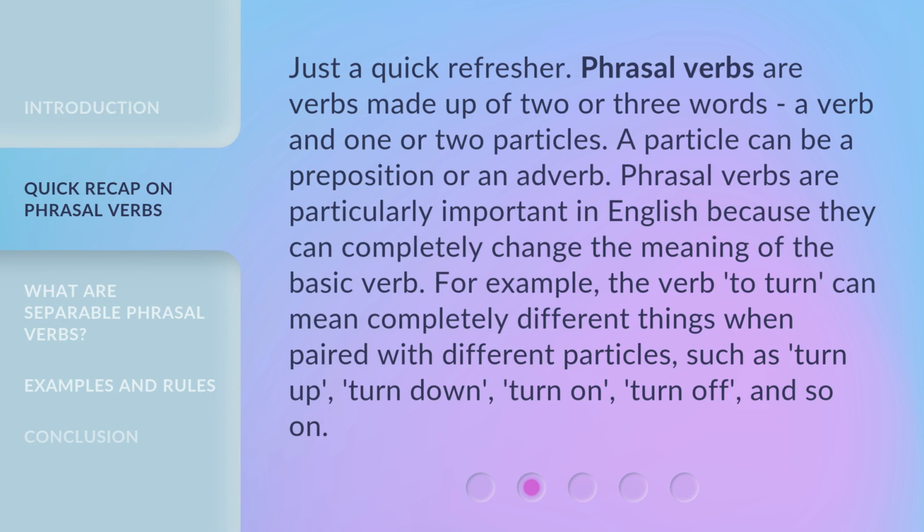Just a quick refresher. Phrasal verbs are verbs made up of 2 or 3 words, a verb and 1 or 2 particles. A particle can be a preposition or an adverb. Phrasal verbs are particularly important in English because they can completely change the meaning of the basic verb. For example, the verb to turn can mean completely different things when paired with different particles, such as turn up, turn down, turn on, turn off, and so on.